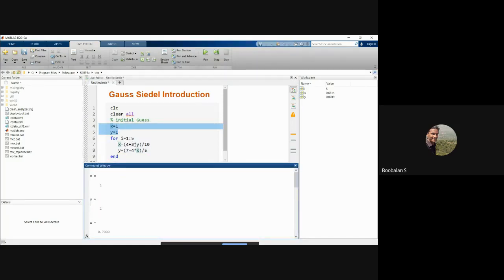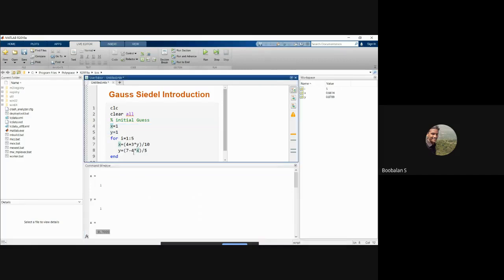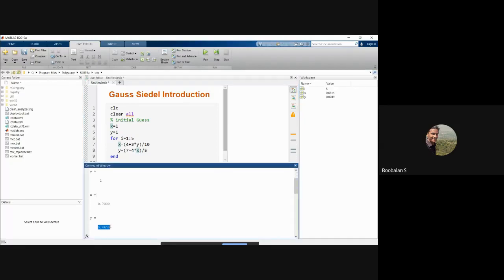4 plus 3 into y1. So 7.7, right? Got a value 0.7. This 0.7 is immediately applied here. 0.7 into 4 is 2.8, 7 minus 2.8, that is 4.6 or 3.6, divided by 5. It will be coming 3.6, and you will get 0.84. This is my first iteration value. So when I give 1, this value is obtained.